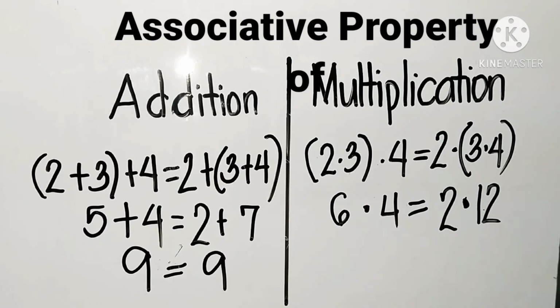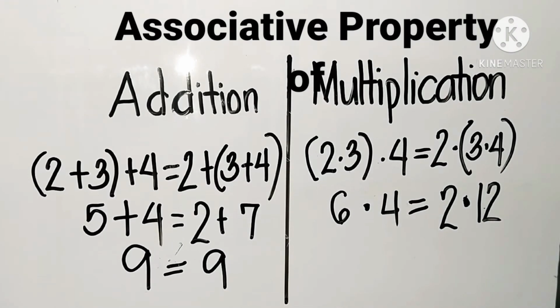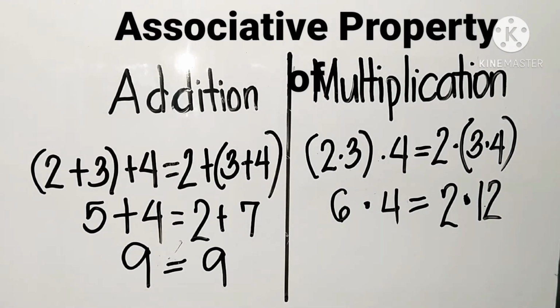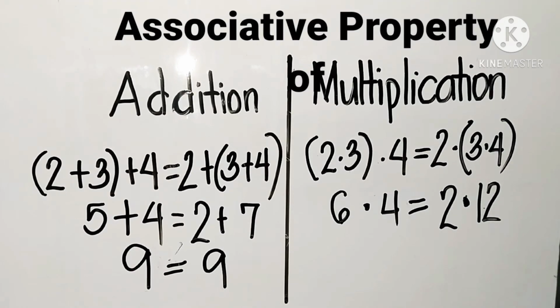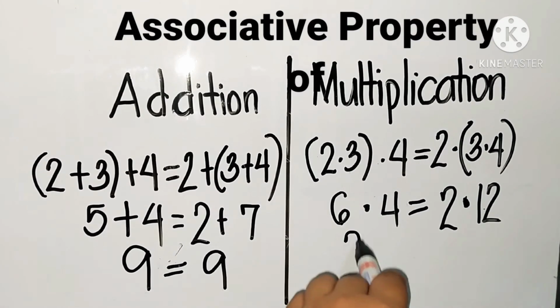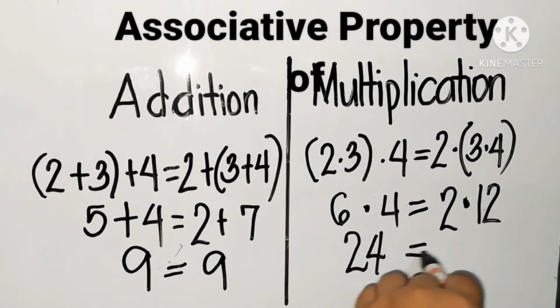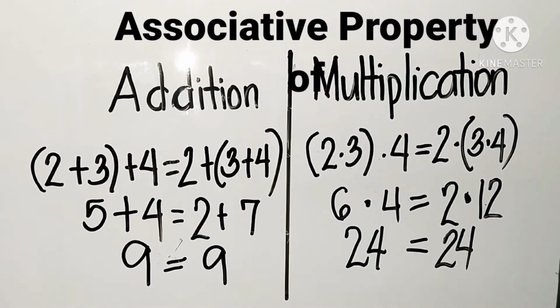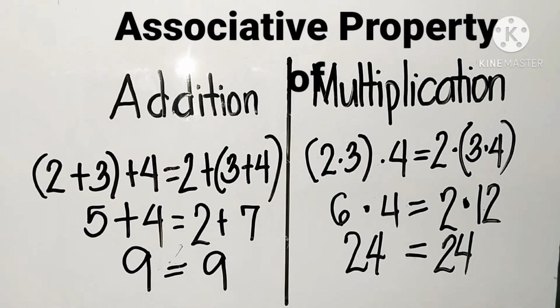Nung sinimplify natin yung mga nasa loob ng parentheses, binigyan tayo ng magkaibang factor. So, we have 6 times 4 and 2 times 12. But if you multiply yung mga numbers na to, it will still give you 24. Pinalitan man natin yung groupings ng number, the same result lang yung binigay sa atin. This property works also for the negative numbers.